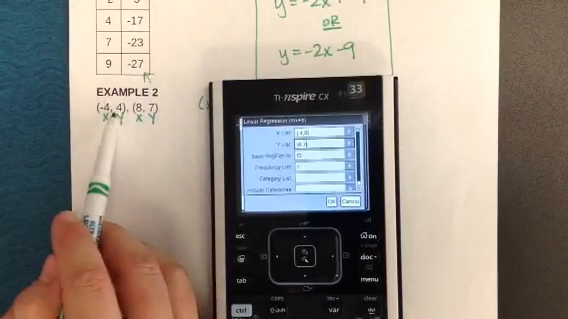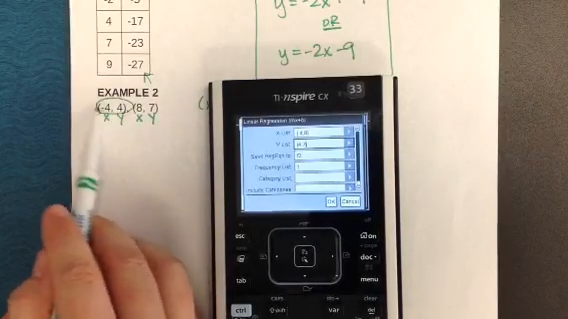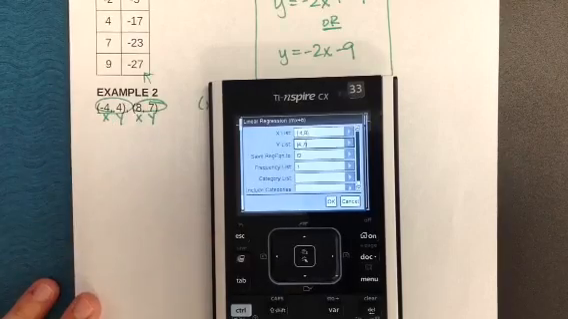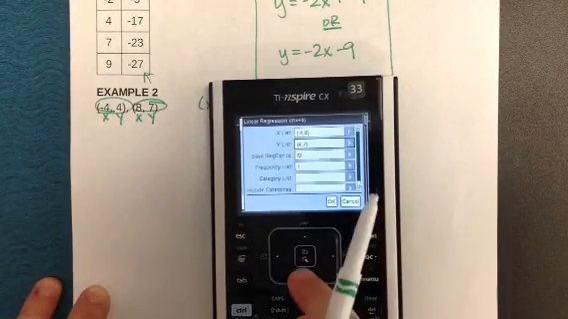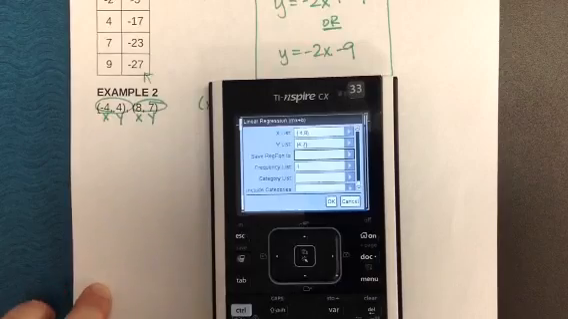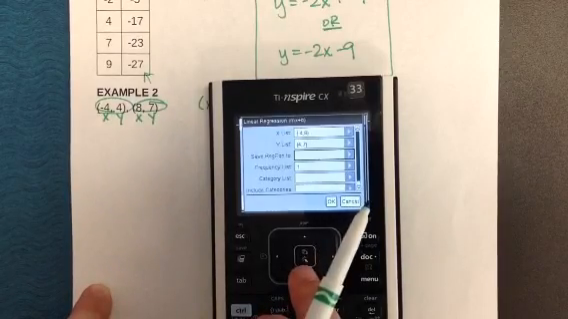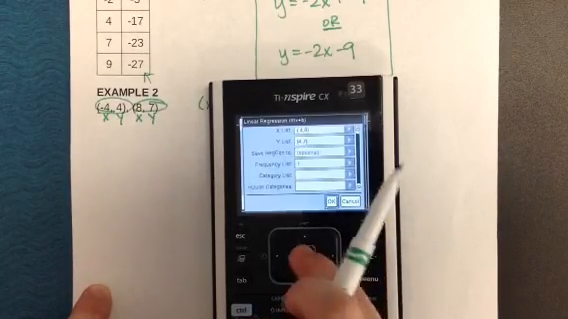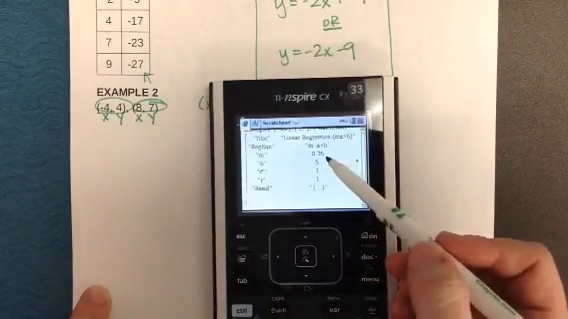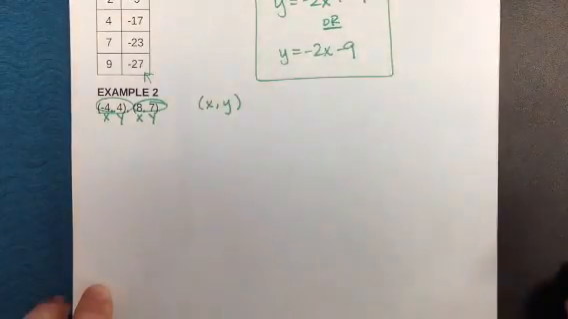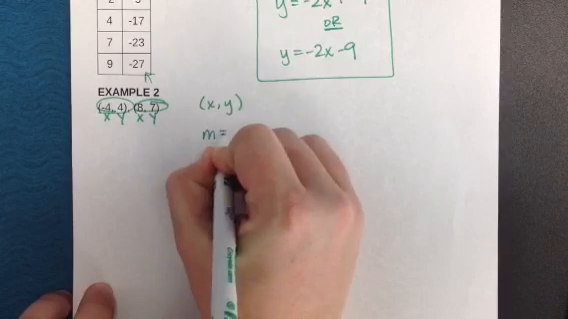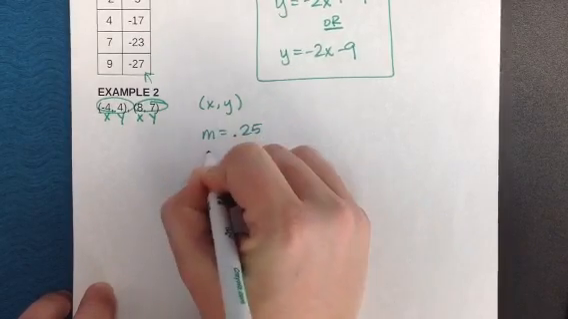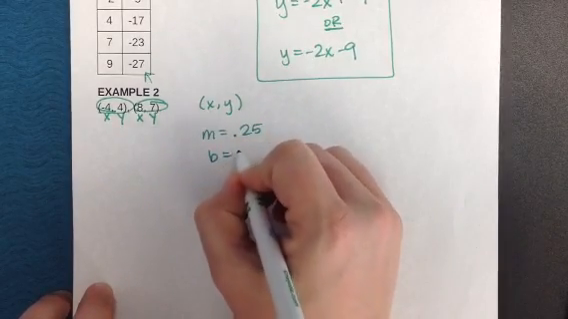So that's where it gets a little bit scary. Don't put this all in x and this all in y. Those don't go together. Then go down here and clear this equation, and go down to OK. It tells you that M is 0.25 and B is 5.